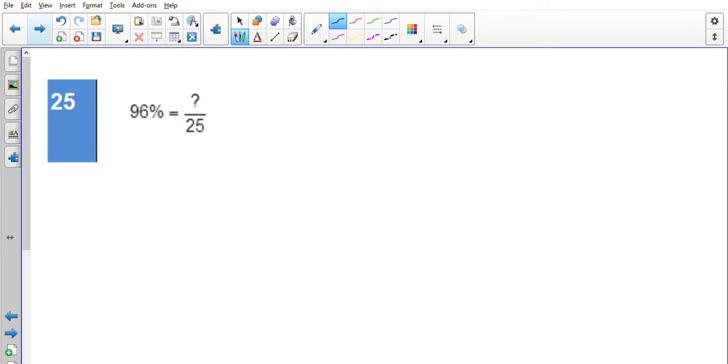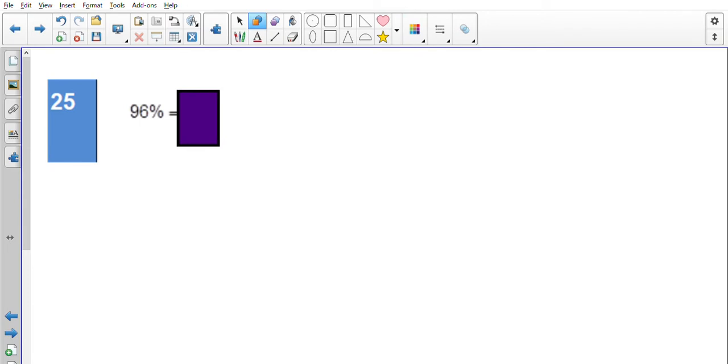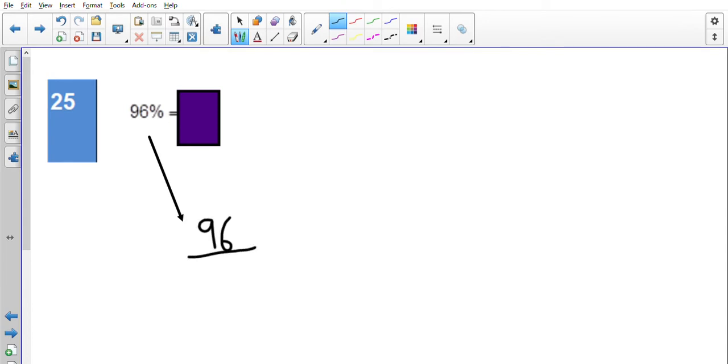I have then this one, which is another one similar to the one we had earlier, where we have our percentage, but this time percentage as a fraction. If I cover that one up here, okay, I have 96%. I know I need that as a fraction, so I'm just going to first of all write that down as a fraction. We know that any percentage is out of 100, so I have 96 out of 100.